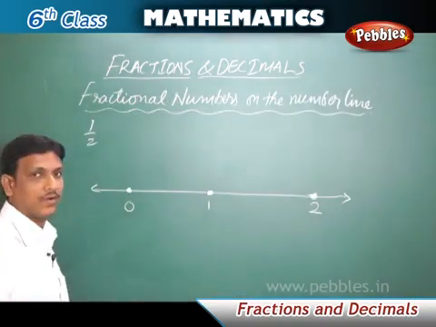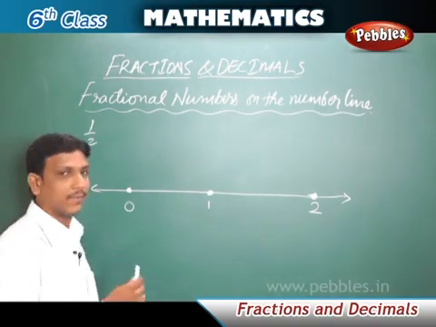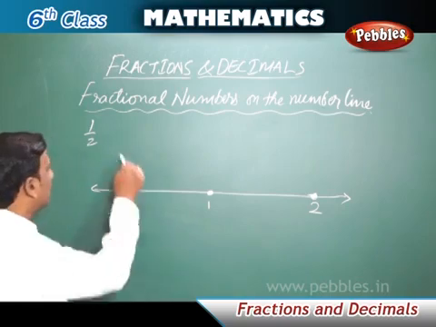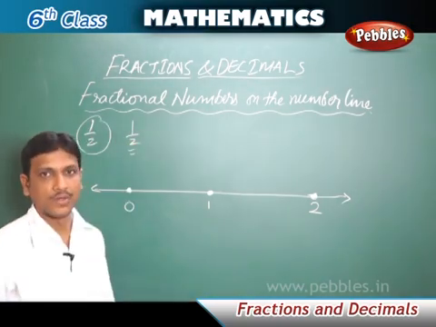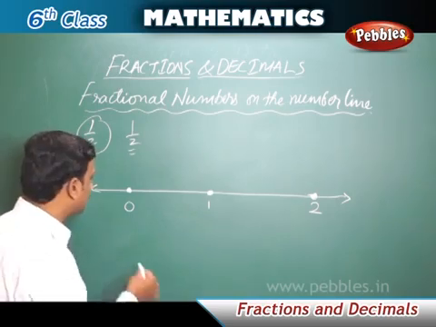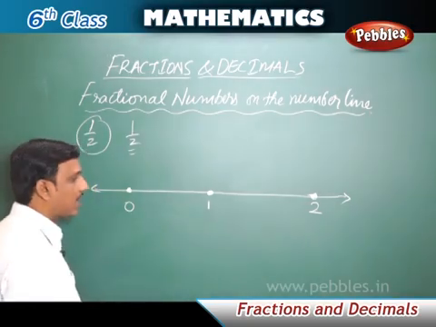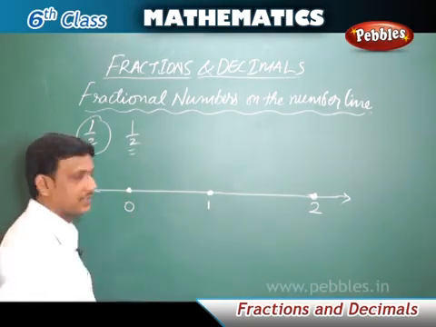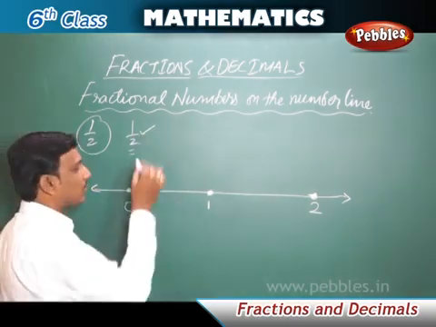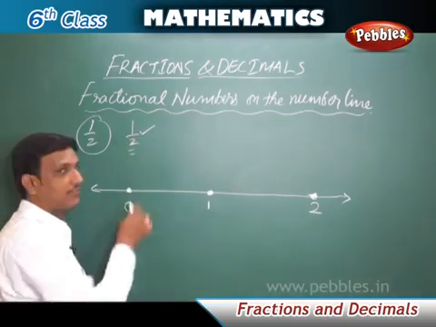Fractional numbers on the number line. We can show fractional numbers even on a number line. See here, 1 by 2. How to show this 1 by 2 on a number line? So let us look at a number line. Here is 0, here is 1. Now, where do we have to locate this 1 by 2? We know 1 by 2 is a proper fraction. 1 by 2 is half of 1.